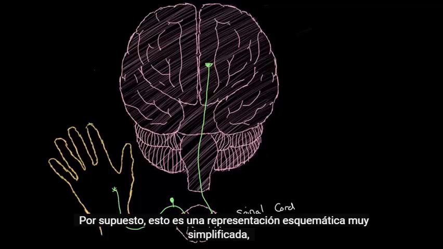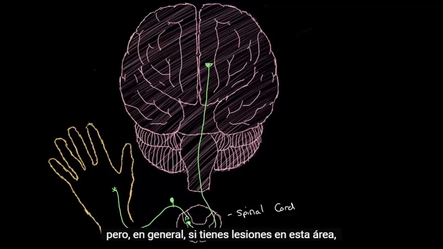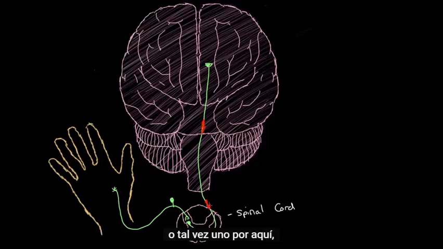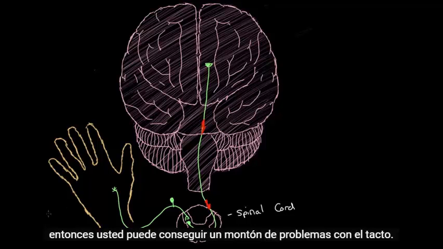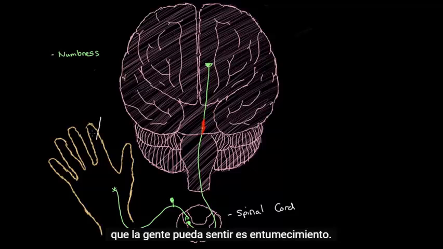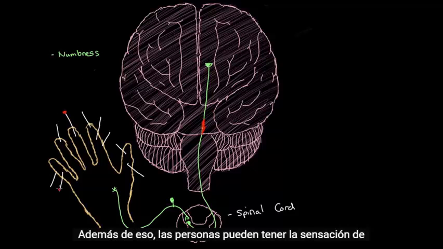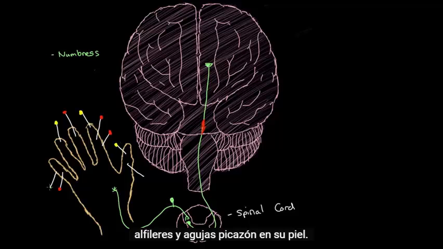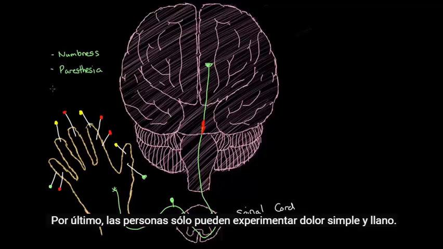Of course this is a very simplified schematic, but in general, if you get lesions in this area, maybe over here or maybe one over here, then you can get a lot of problems with touch. One pretty common symptom that people might feel is numbness. In addition to that, people may have the sensation of pins and needles prickling into their skin. This is really just the equivalent of your limbs falling asleep, and we typically call this paresthesia. And then finally, people may just experience plain old pain.